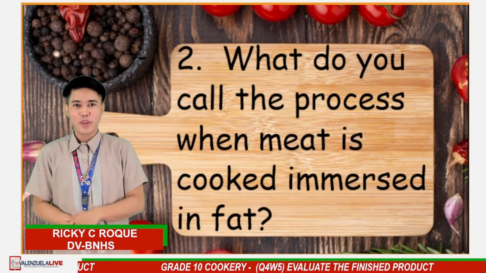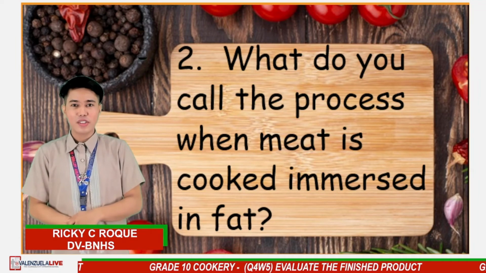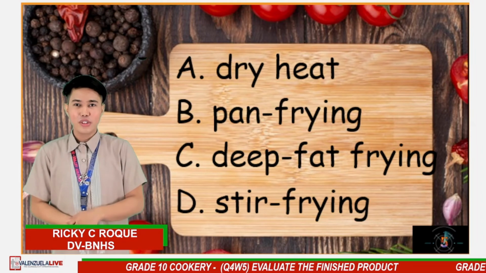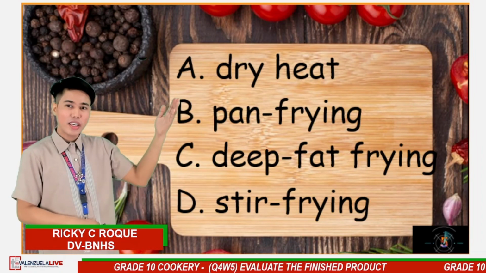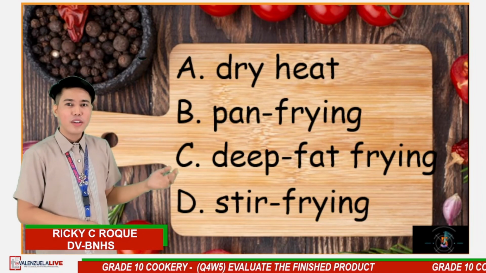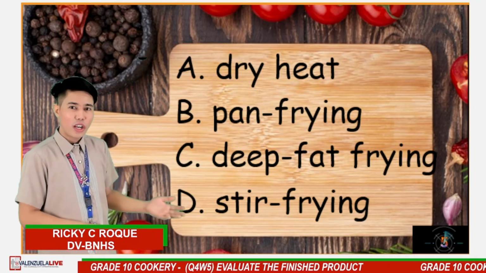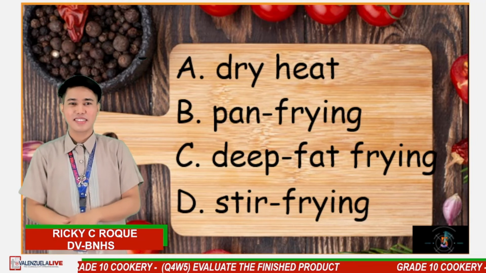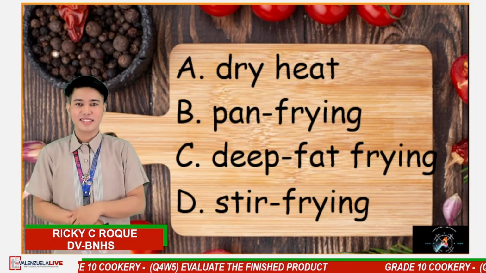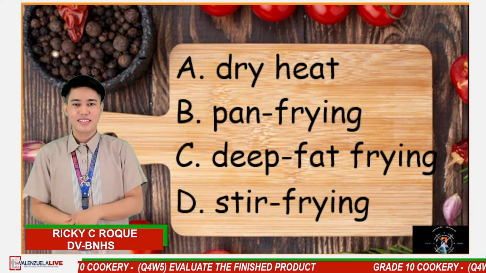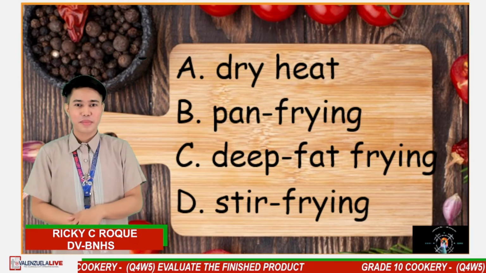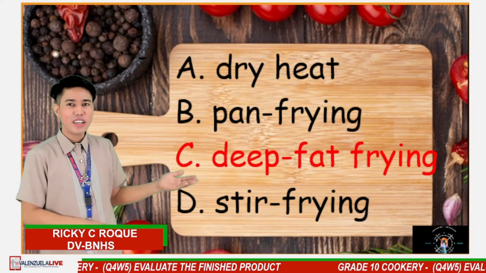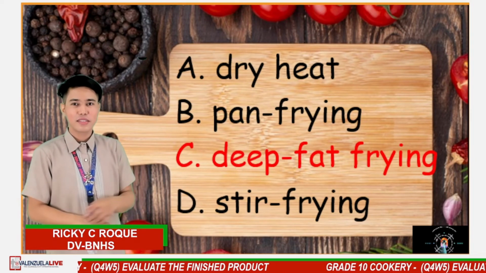Number 2. What do you call the process when meat is cooked immersed in fat? The choices are A. Dry heat, B. Pan frying, C. Deep pot frying, or letter D. Stir frying. For 5 seconds. The correct answer is letter C, deep pot frying.